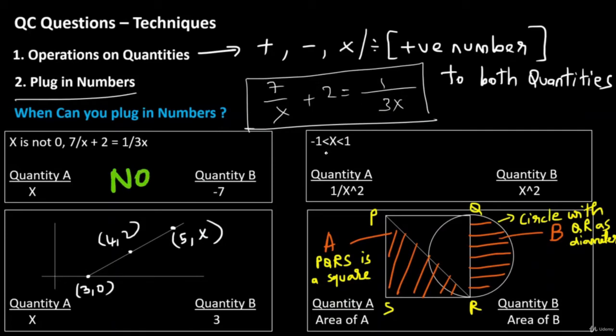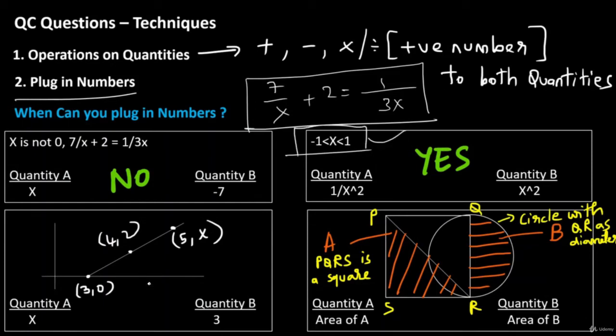What about the next question? It's given that x is between -1 and 1 and quantity A is 1 by x square and quantity B is x square. Over here, yes, you can plug in numbers, but remember when you plug in numbers, x should be in the given range which is permissible.